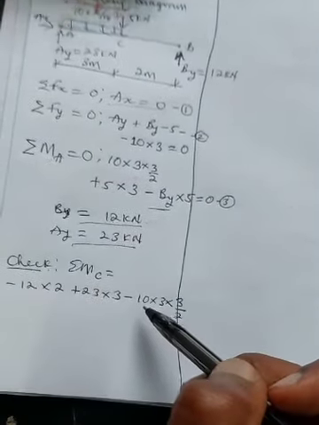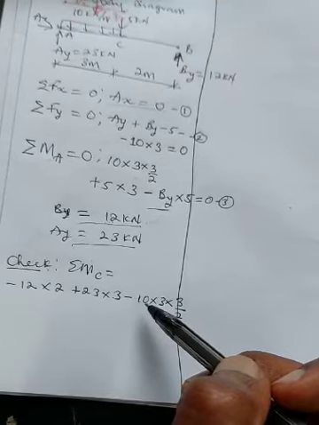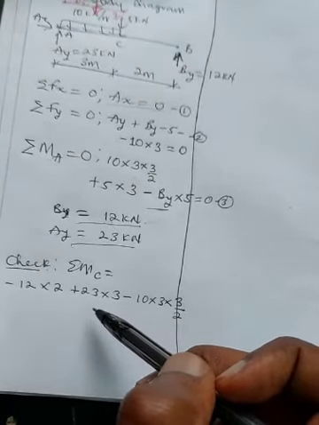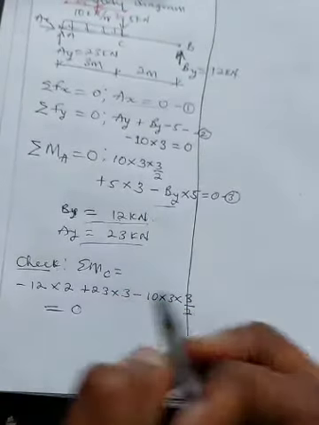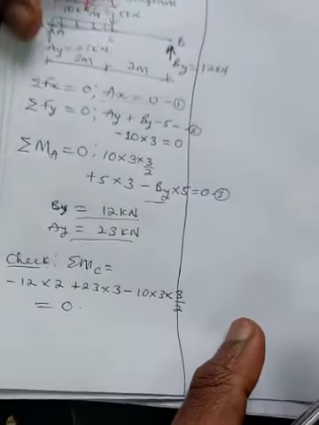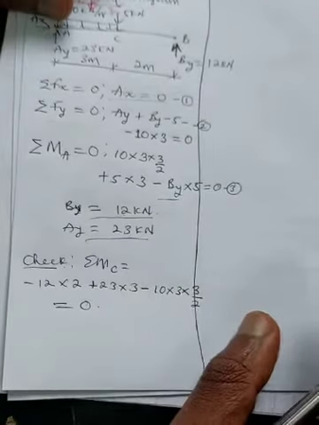When you compute all this, you would get 0. Once you have 0, it means that the reactions that we found are all correct.